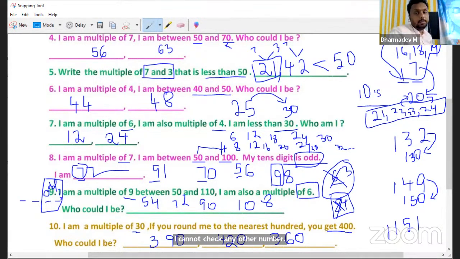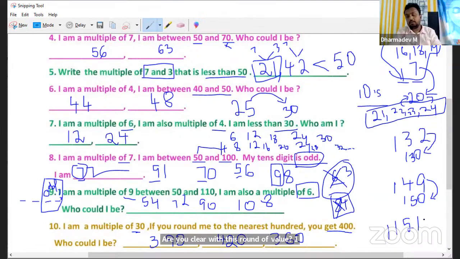Yeah, it's about approximation. 25 itself is an in-between number. If I still want to find the round off value, then I have to go with the higher number. That's 25 to 30. I cannot take lesser than that. Are you clear with that? Are you clear with this round off value?